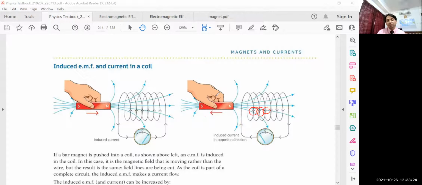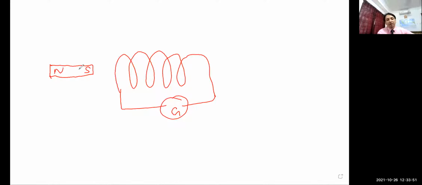Any other case I can take now? Let me go to the whiteboard. Remember this. I will take some other case: what if the south pole is moving towards the coil? The south pole example is not in the book, so I need to draw. This is my coil. A galvanometer, a sensitive device, is attached, and the magnet is again here. This time I'm taking the south pole near the coil, and the magnet is in motion with velocity v.